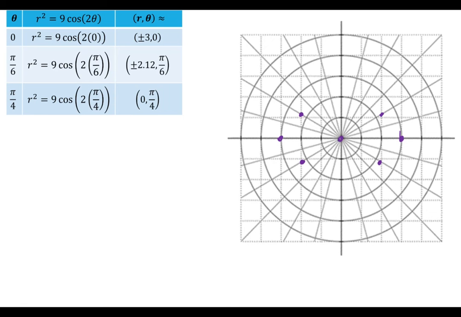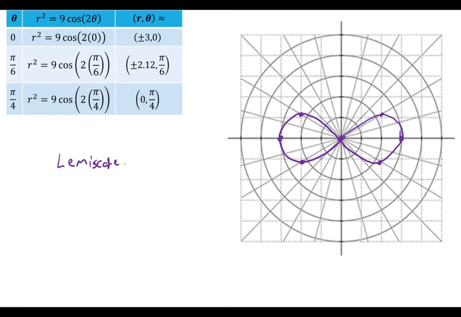So what does this look like? Well, this looks about like this. It's a figure 8. And this figure is actually called a lemniscate. Lemniscate is Latin for ribbon, or at least that's the etymology of the word. And so it looks like a ribbon, and that's why we get the name.